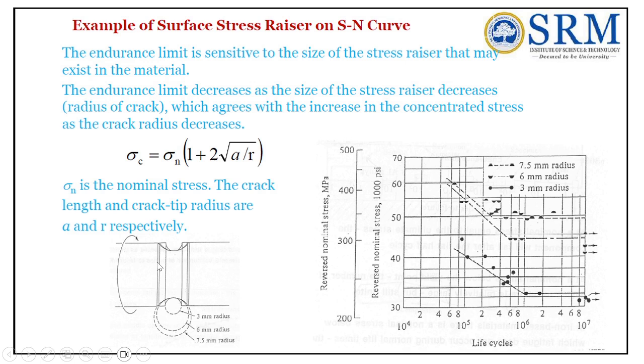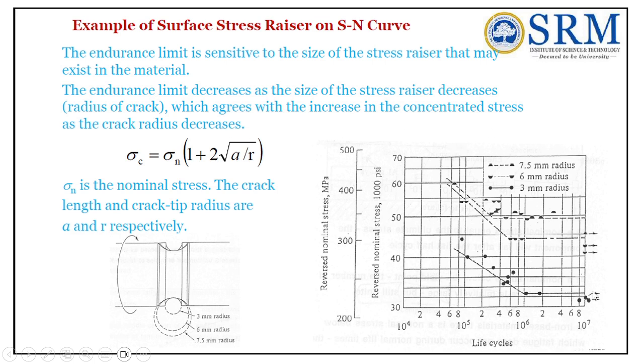The first groove is rounded off to a larger length, the second groove is rounded off to a smaller length, and the third groove is rounded off sharply, with a 3 mm radius, 6 mm radius and 7.5 mm radius. So the endurance limit decreases as the radius of the stress riser decreases, which agrees with the increase in the concentrated stress as the crack radius decreases.